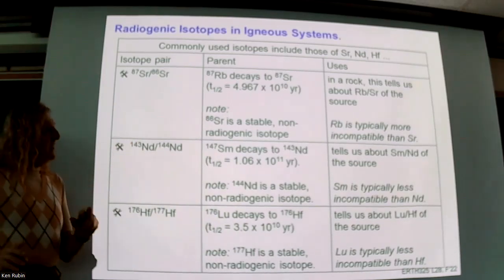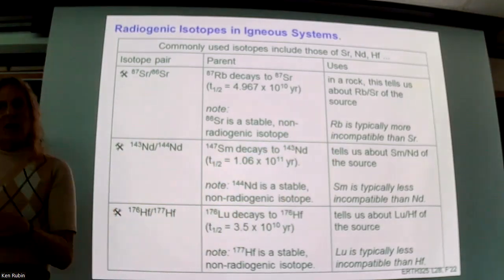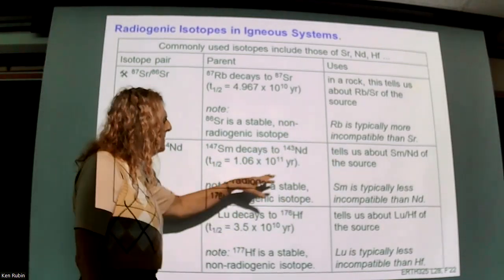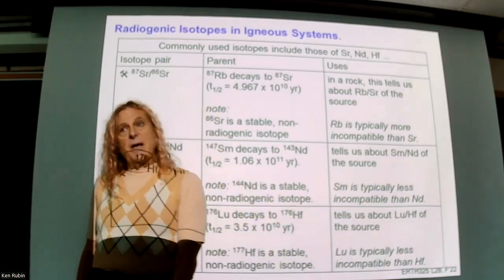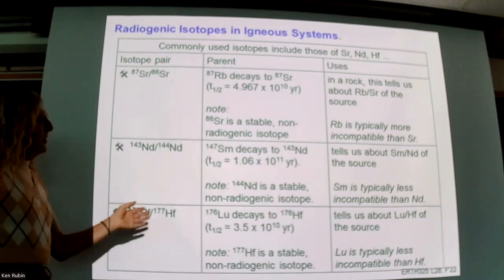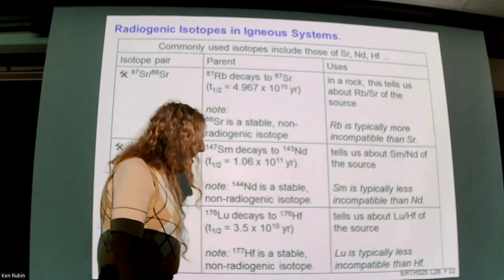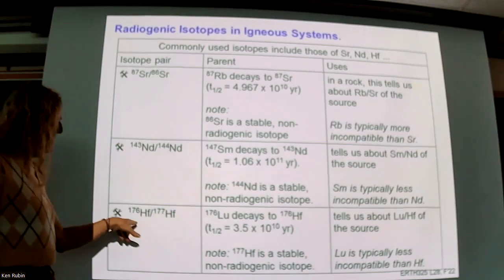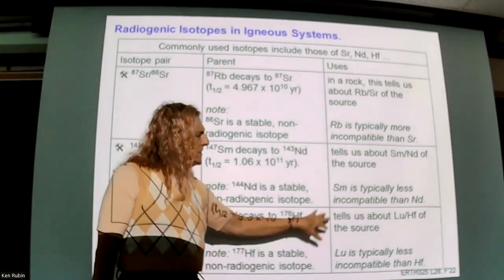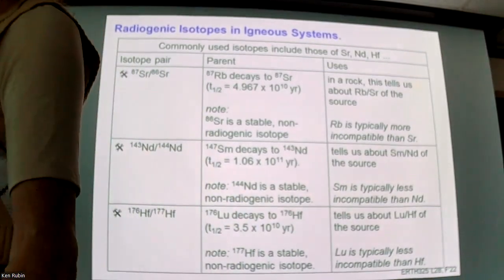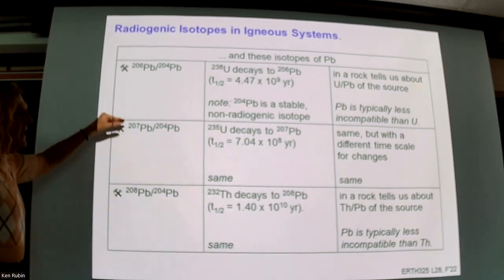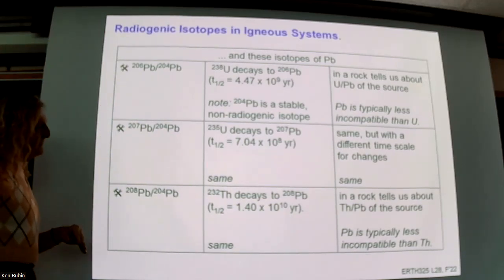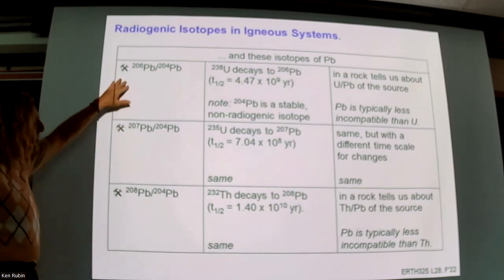And I've mentioned one other thing here, which is the relative incompatibility. Rubidium being a large ion lithophile and strontium not, during typical mantle melting, rubidium is more incompatible. In the case of samarium-neodymium, samarium is typically less incompatible. So in one case, the parent is more incompatible than the daughter, and in the other case, it's the opposite. Lutetium-hafnium, which is the progenitor for the hafnium isotope system, is similar to samarium. And we'll see how that plays out next time in terms of isotope patterns: if we take some mantle and we melt it, what do we get in the melt and what do we get in the remaining mantle?